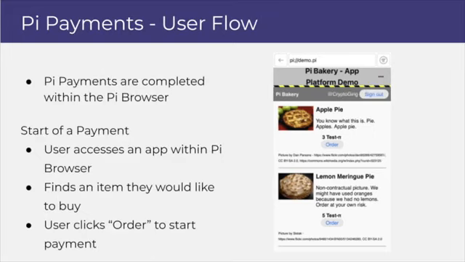So now we'll begin the payment flow. I'm looking at the application, and I want to buy an apple pie. All I do as the user is click order. And once I click order, the payment flow changes.